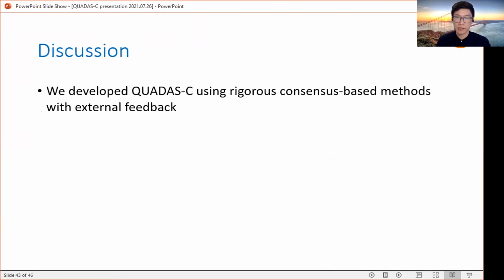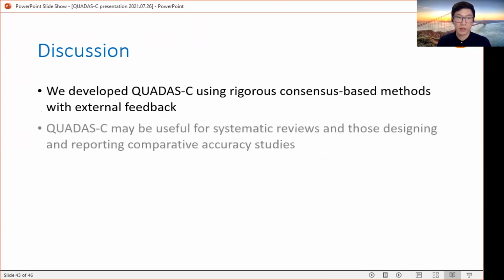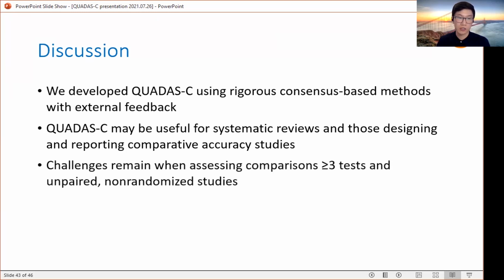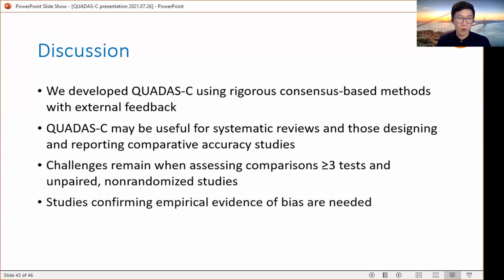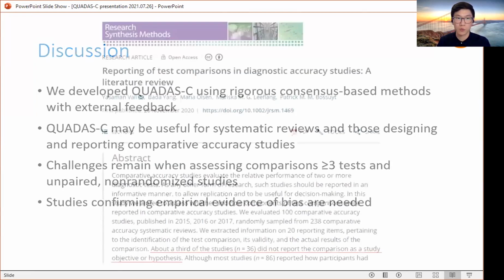So this is my last slide. We developed QUADAS-C using a rigorous consensus-based method with external feedback. QUADAS-C may be useful for systematic reviews and for those designing and reporting comparative accuracy studies. There are still challenges when assessing comparisons of more than 3 tests. It's now mostly designed for assessing 2 tests, and also for other designs besides fully paired and randomized studies. Also, so far, QUADAS-C is made mostly with theoretical considerations in mind, and studies confirming the empirical evidence of bias still need to take place in the future.